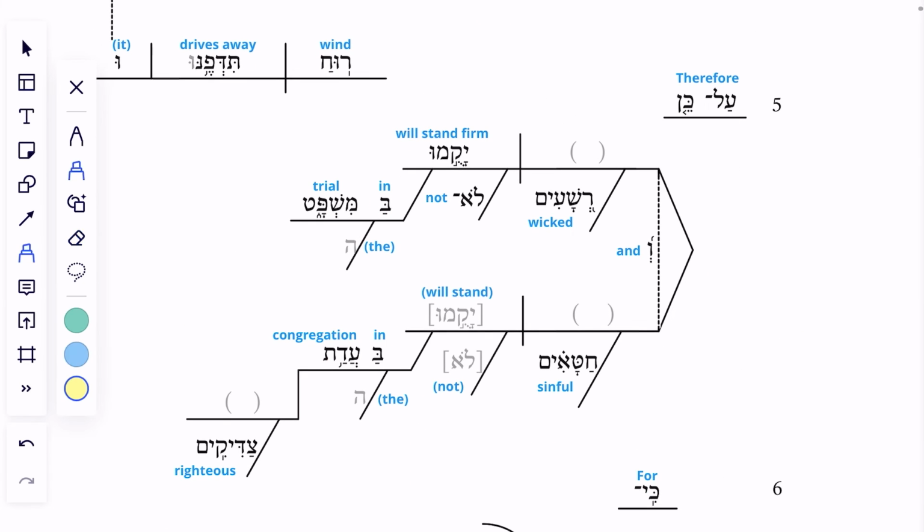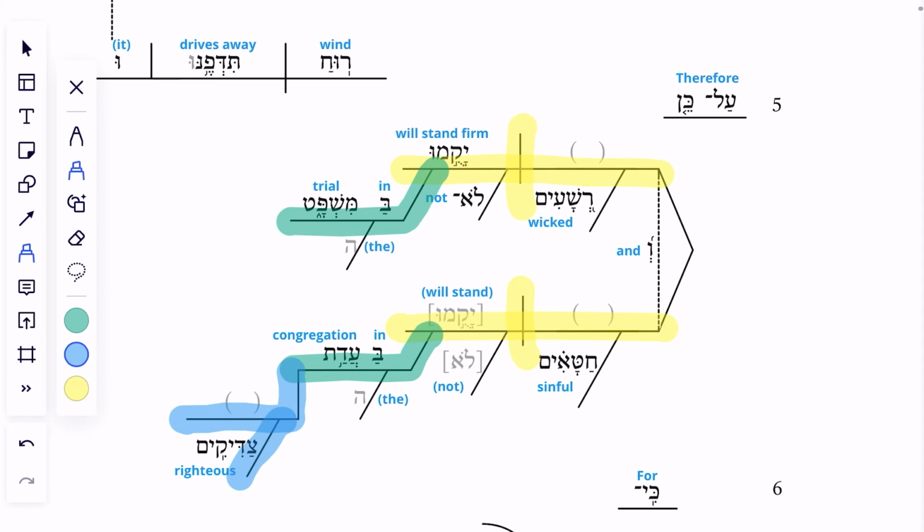Verse 5. "Therefore" is marked as particle, thus left for macro syntax to explore. Wicked will not stand firm in the trial, and sinful will not stand in the congregation of the righteous. We can note the same structure as in verse 1, with locative prepositional phrases, and the second even has a construct chain with an adjective. The syntax connects verses 1 and 5.